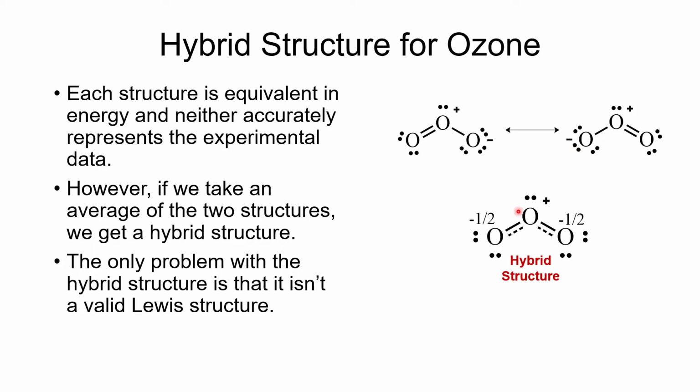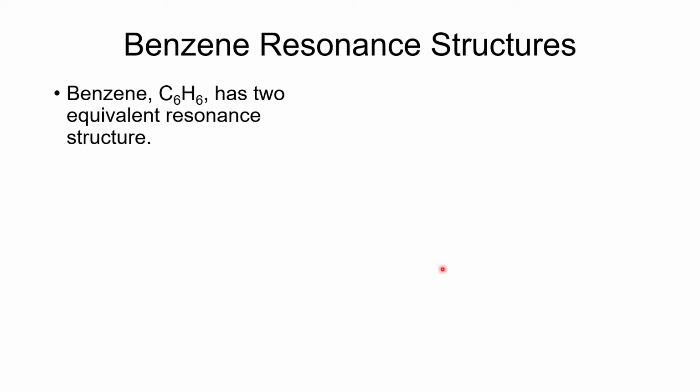All right, so let's look at a resonance structure for benzene. Benzene, C6H6, has two equivalent resonance structures that we can draw. And here are the two equivalent resonance structures. You'll see that all that's happening is that the double bonds are moving around.